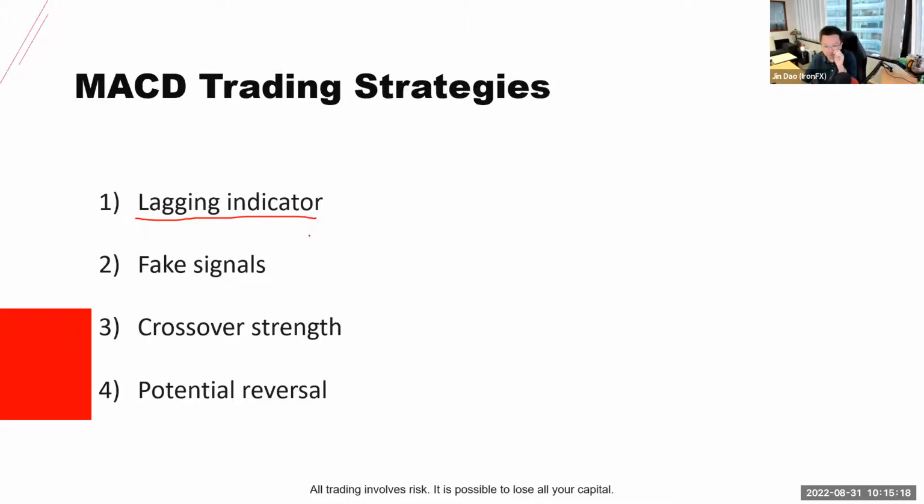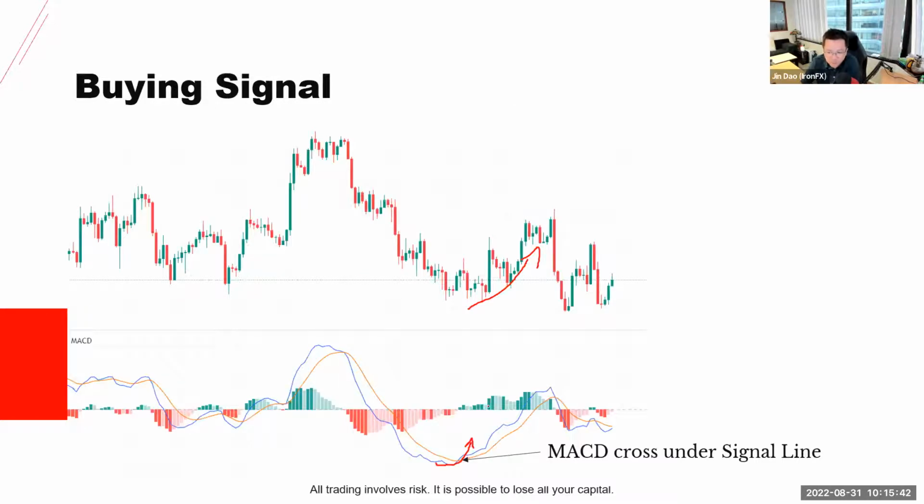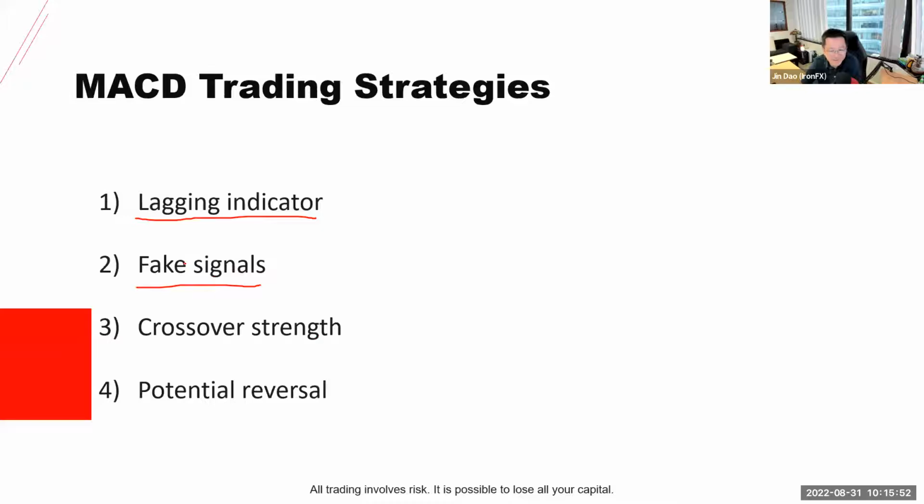Okay. And because it is a lagging indicator, there will be situations where price has already moved, and then you see that the MACD crosses over, which actually would give you some fake signals. Like in the example we just saw here, at the crossover, price actually did move up before it came back down again before moving back up. So it could give you a little bit of a false signal because it is a lagging indicator.